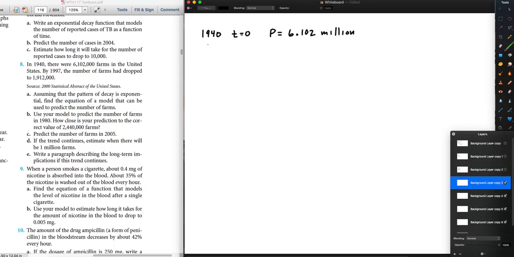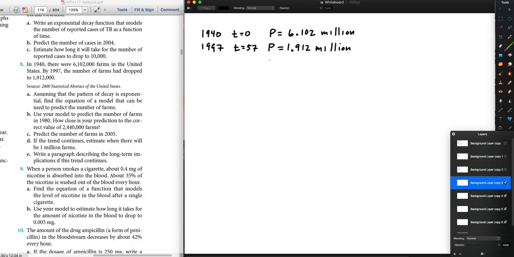Then 1997 corresponds to t equals 57, and P is 1.912, so 1.912 million. I think that's all I need for that.